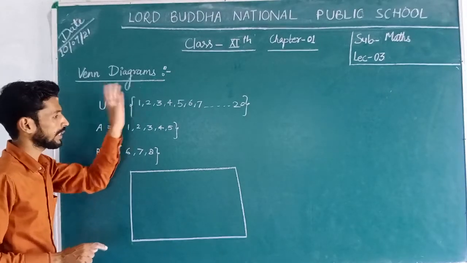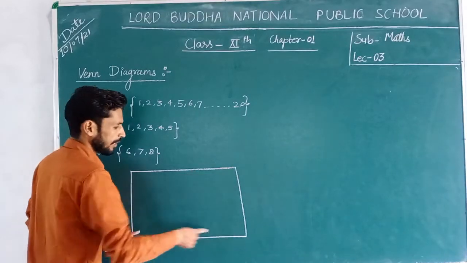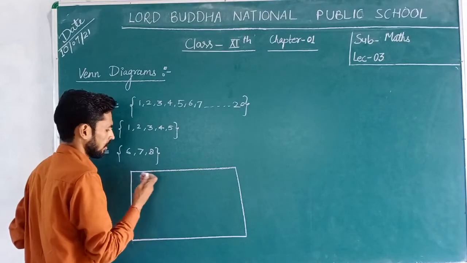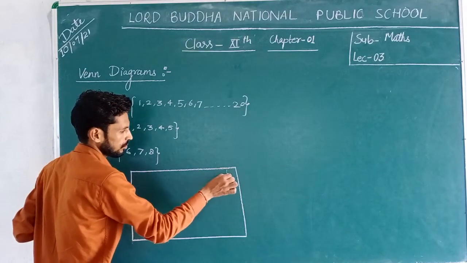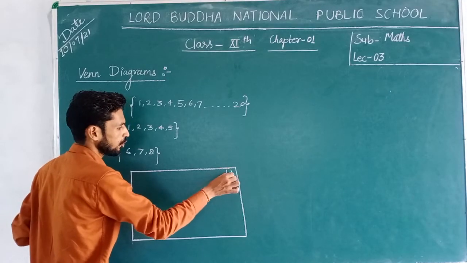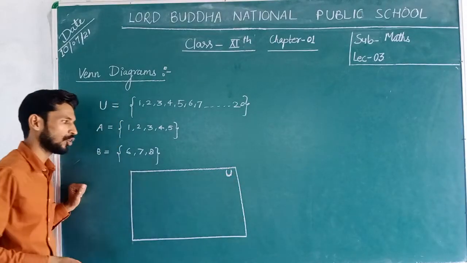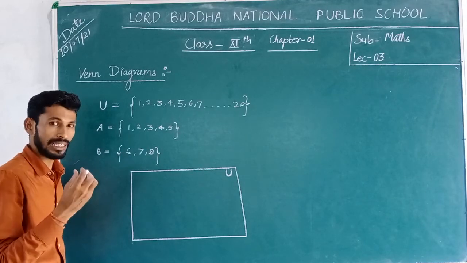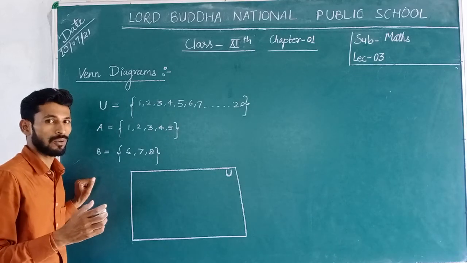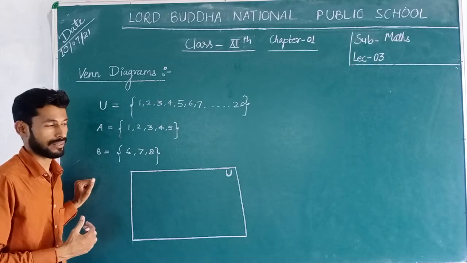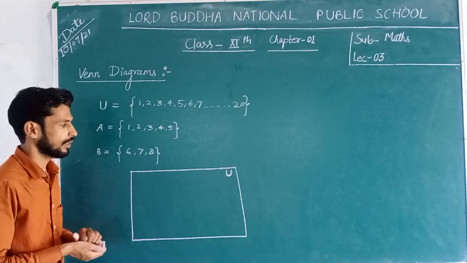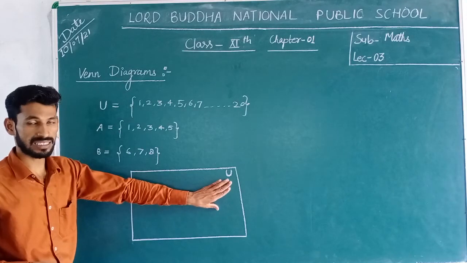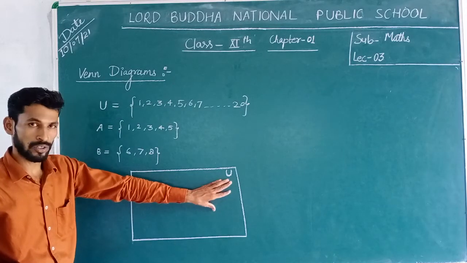So according to the Venn diagram, draw a rectangular box and in any upper corner, you can write here or otherwise here, write U. U means universal set, because the universal set is that which contains all the elements which are present in the other sets. That is known as the universal set. So draw a rectangular box and in the upper corner assign U, that will represent the universal set.